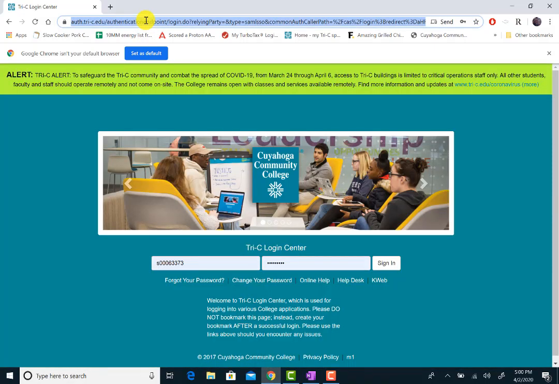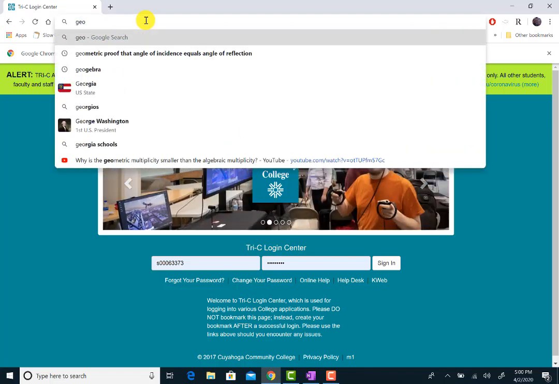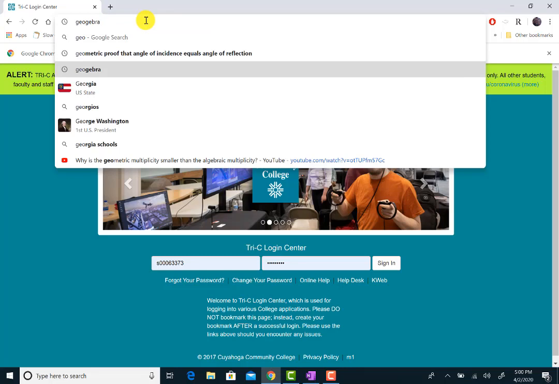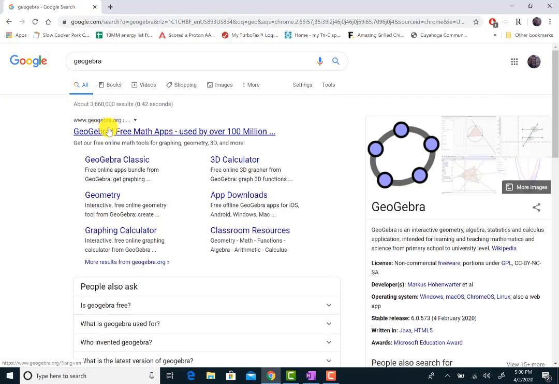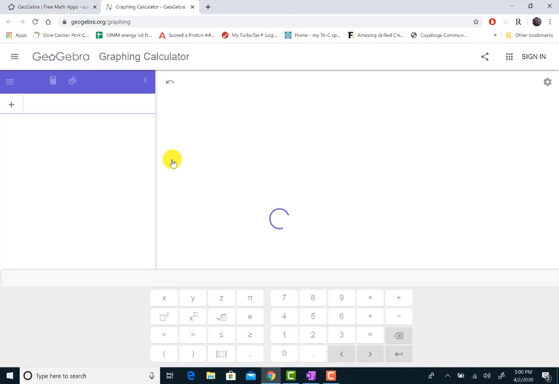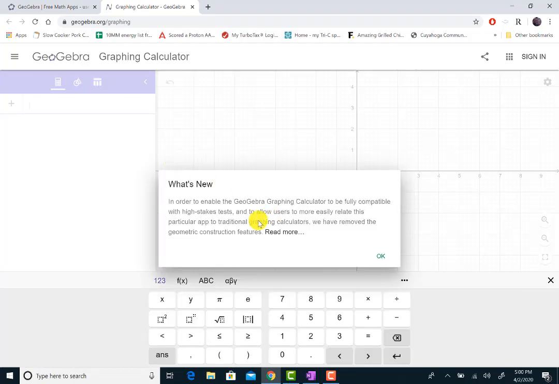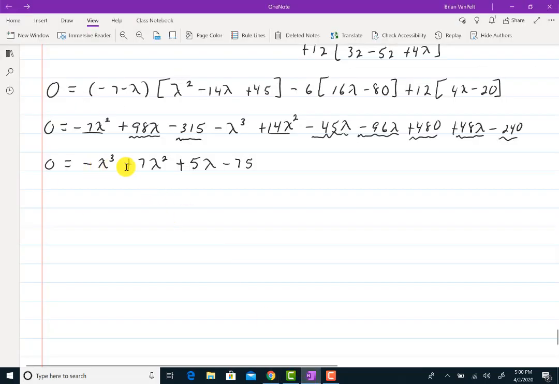Check this out. I'm going to do something called GEO, and if I scroll down here, see that GeoGebra? Let me click on it. All I got to do then is click in here. Now there's a bunch of things you can do in here, but let me just go to start graphing. And what it does is it gives me a graphing calculator. You can see what's new and all that, but I really don't want that. What I want to do is put this in there as a function, but I'll have to use x's instead of lambda, of course. So let me start that.